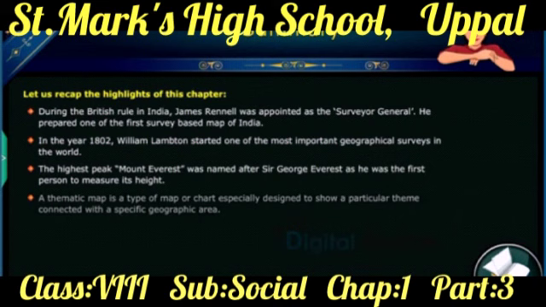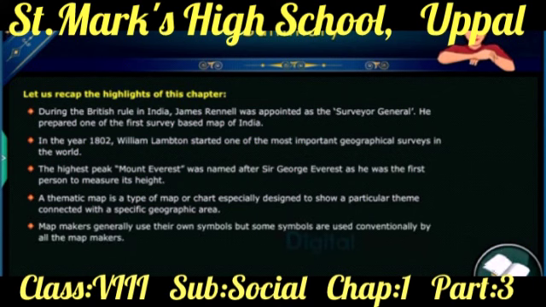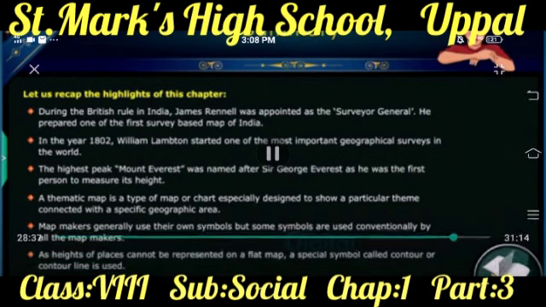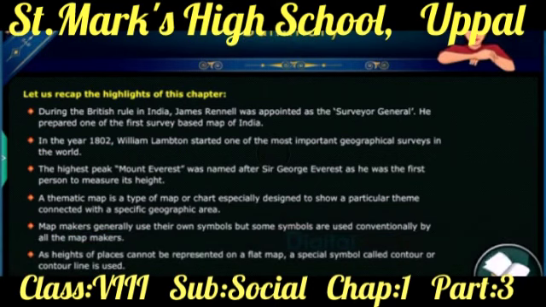A thematic map is a type of map or chart especially designed to show a particular theme connected with a specific geographic area. Map makers generally use their own symbols, but some symbols are used conventionally by all the map makers. As heights of places cannot be represented on a flat map, a special symbol called contour or contour line is used.